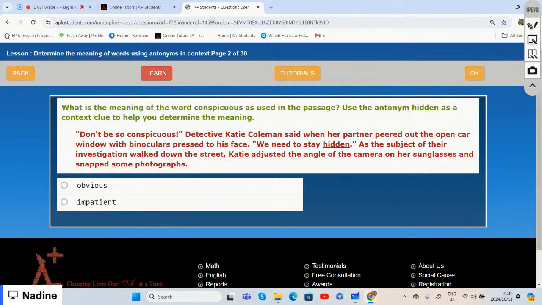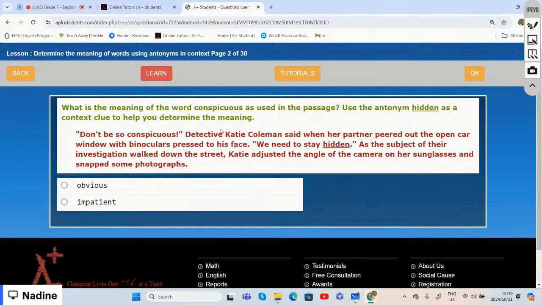All right. So when we continue with context clues, we said we need to find the meaning of the word conspicuous as used in the passage. And remember we said antonyms, where we find the opposite meaning of the word. So we need to use the antonym hidden as a context clue to help us determine the meaning.